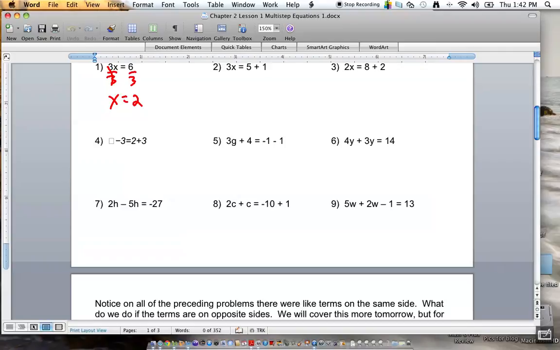What's the difference between number 2 and number 1? Take a look. There's a 3x and then it says equal to 5 plus 1. But what is 5 plus 1? 6. So this is really the same exact question. All you needed to do was put the 5 and the 1 together. Now, I want you to notice something. Do you realize how the 5 and the 1 are on the same side?